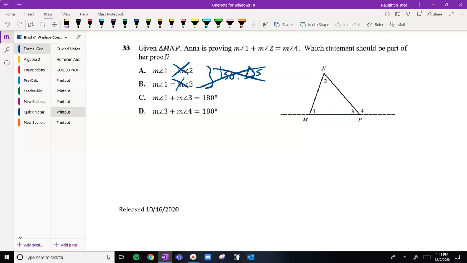So 1 and 3. How do we know 1 and 3 add up to 180? Because you don't. The only one that you know for sure is that 3 and 4 are a linear pair, and so they add up to 180. That's the only one that could possibly work.